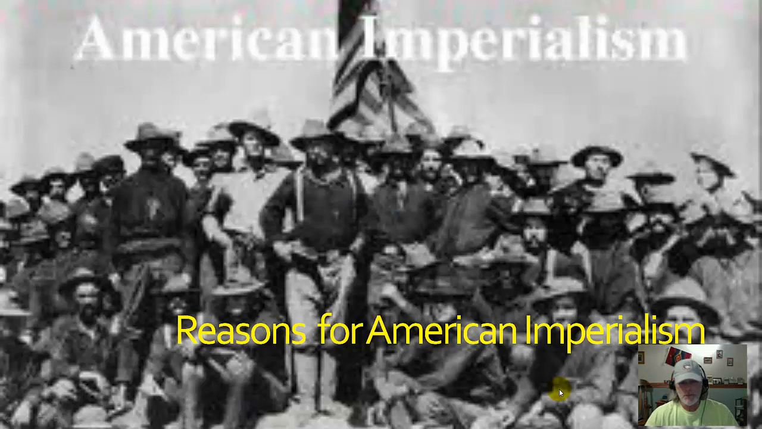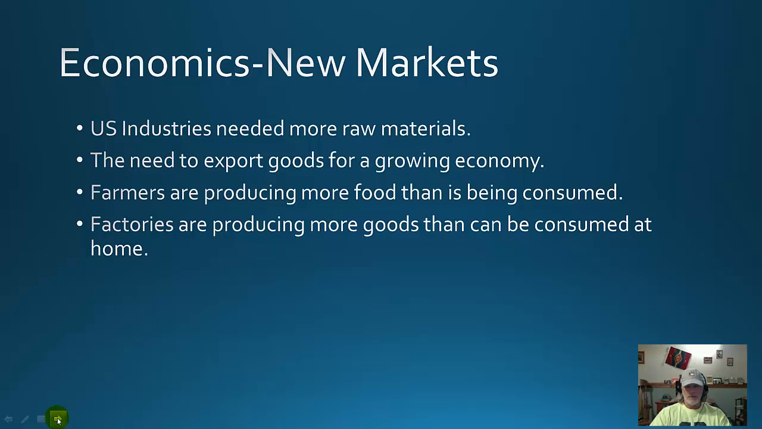We're going to look at the reasons for American imperialism. And if you remember from the last video, we looked at the reasons for European imperialism, and really they're not much different than the American ones. This is a picture of Teddy Roosevelt and the Rough Riders during the Spanish-American War, and we'll look at that in a little more detail in another lecture.